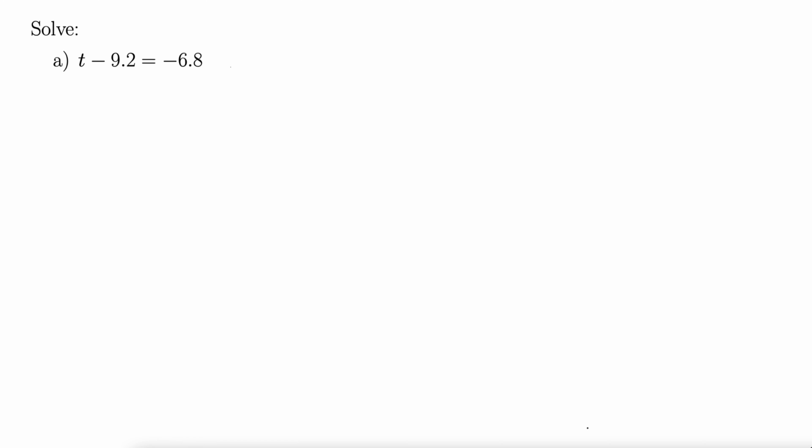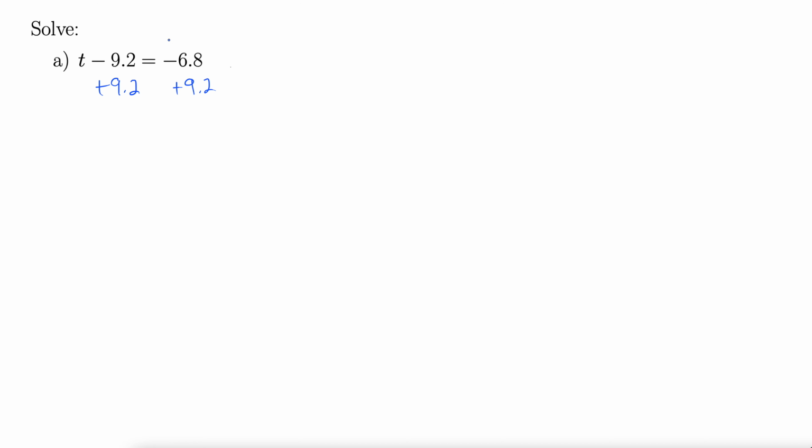The addition and multiplication properties of equality. So let's take a look at this example. t minus 9.2 equals 6.8. When you have a variable, you want to think of this as getting the variable by itself. So we have t minus 9.2, so we do the opposite: we're going to add 9.2 to both sides.